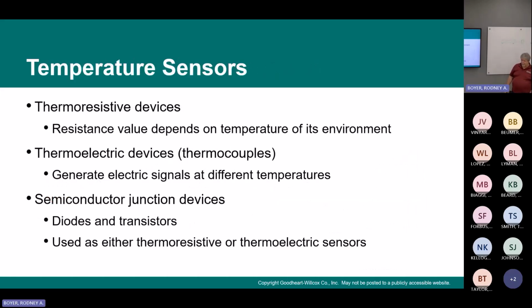Temperature sensors: thermal resistive, also known as an RTD, resistive temperature device, typically made of platinum. Thermoelectric, or thermocouples. Thermocouples are really cool. Two dissimilar metals of specific types are welded together. They produce a millivolt, more thousandths of a volt, proportional to their temperature, within a certain range, of course.